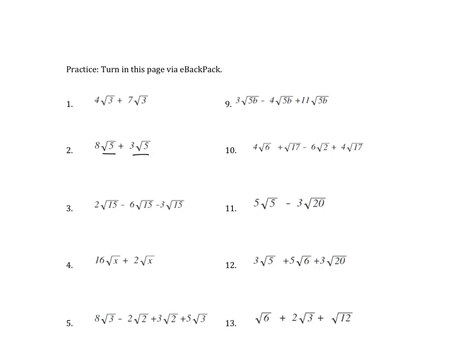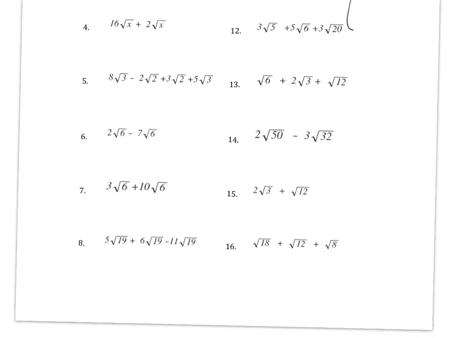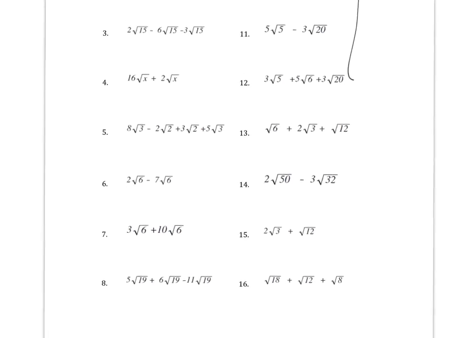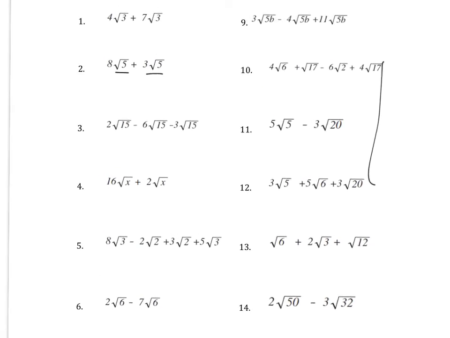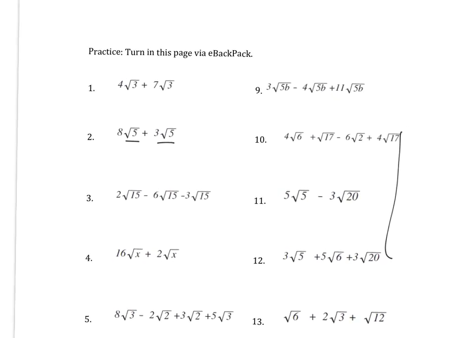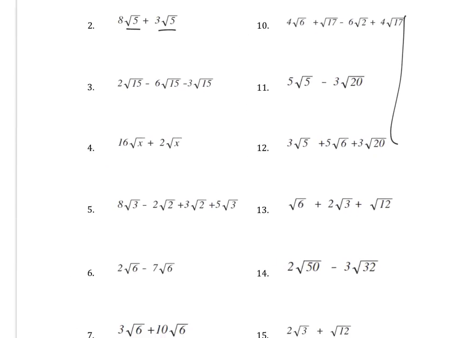And if you can't add them together, like for example, something like this, number 12, you wouldn't be able to add them right away. You would have to check to see if you could simplify maybe the square root of 20, and so forth.